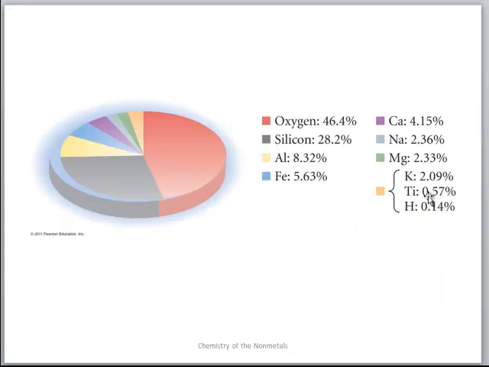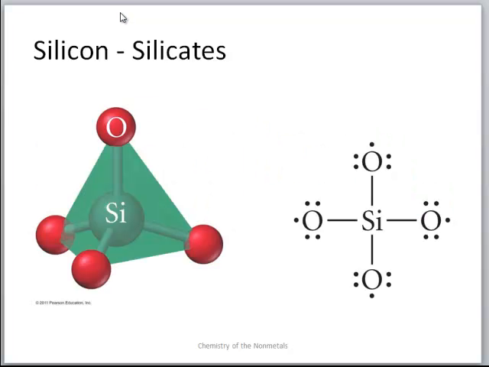Okay, if we take a look at the percent by mass composition of materials in Earth, we find that oxygen is the number one element that can be found in the Earth's crust. Silicon comes in at number 2 by mass. So we're going to talk a little bit more about silicon chemistry. A few metals round up the rest of the list. So let's first start talking about silicon.